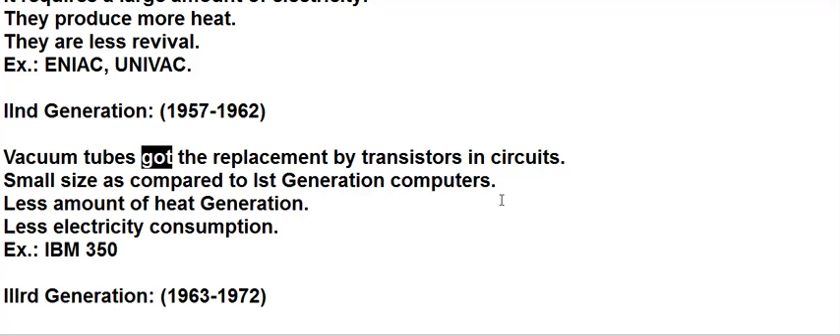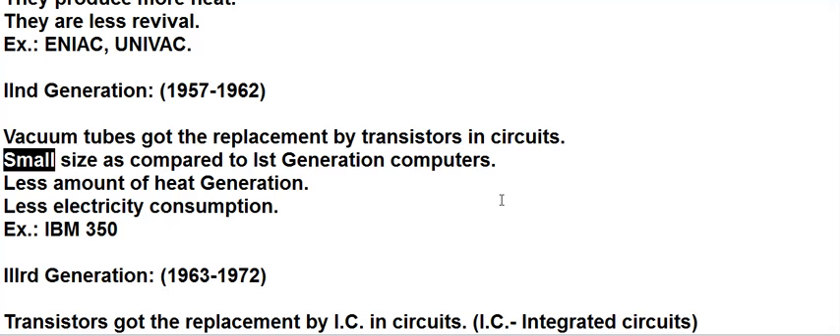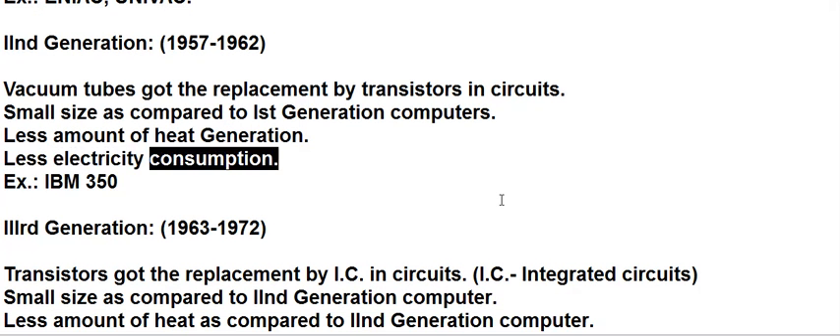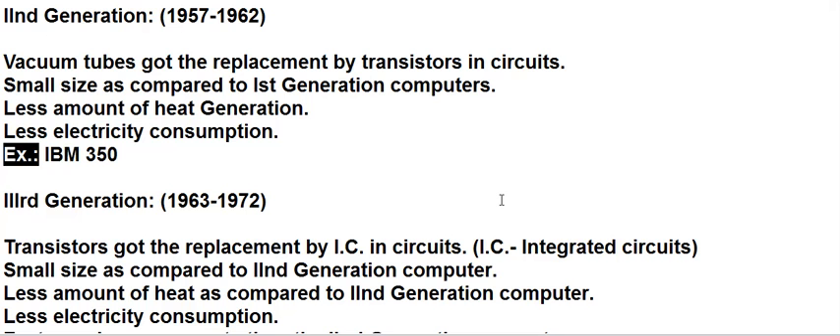Second generation, 1957 to 1962. Vacuum tubes got replaced by transistors in circuits. Small size as compared to first generation computers. Less amount of heat generation. Less electricity consumption. Example: IBM 350.